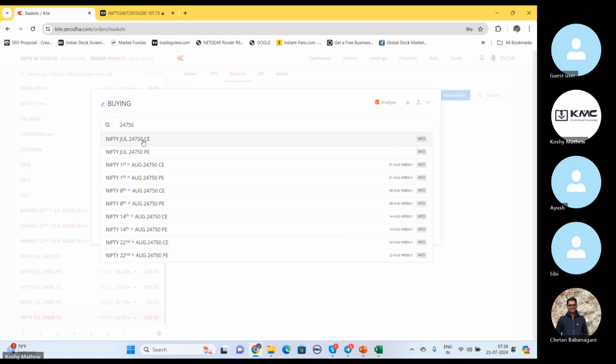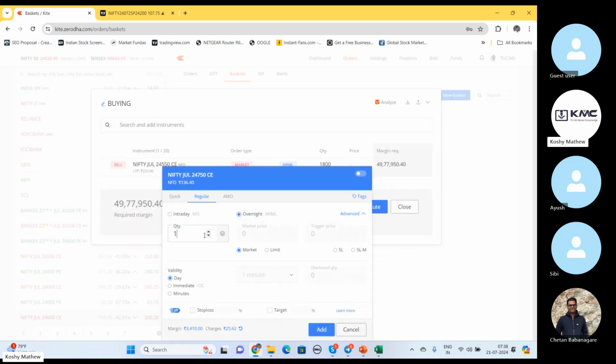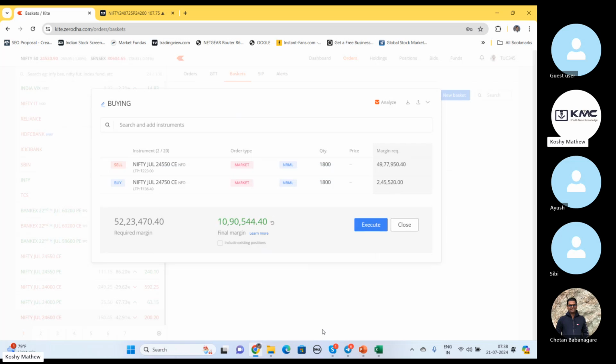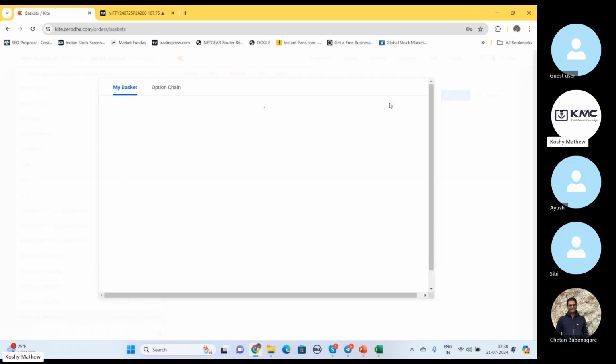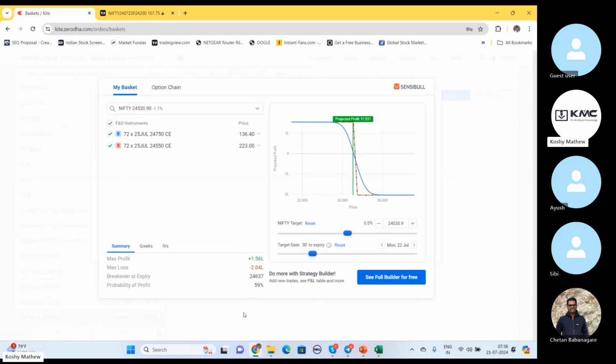24,750. 136 rupees premium, I'm paying. Here my margin increased. Let me analyze this. All right, see this. Probability of profit is 59%. From 55, it increased to 59. Maximum profit is 1.56 lakh, and loss is 2 lakhs. Why? Because I increased the hedge position 200 points away.